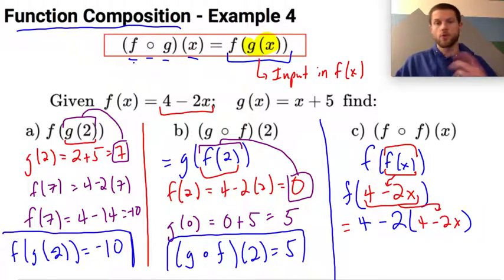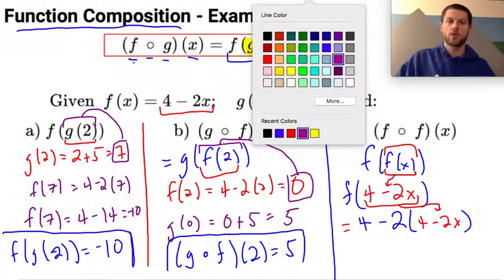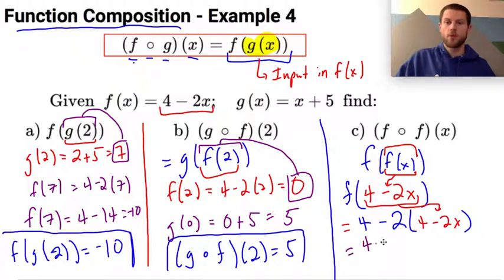I can do this over and over and over again, but I'm just going to stop at 2 times. Now what I need to do is simplify. So this is going to be 4 minus, distributing that negative 2, 8 plus 4x. So all of this is equal to 4x minus 4.